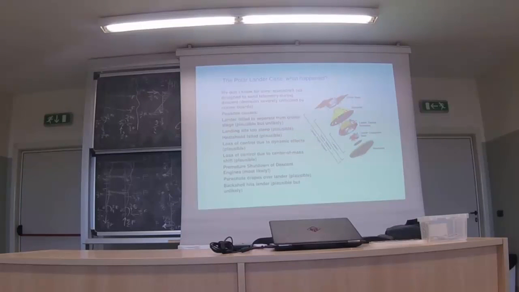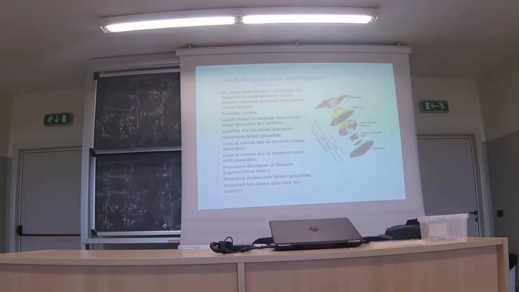Loss of control due to dynamic effects, also plausible, because the atmosphere on Mars is very different from the one on Earth, and is not so easy to understand and to simulate, in particular in the early 2000s, to be able to do this. Loss of control due to the center of mass shift, something moved inside the module, and so the center of mass, the barycenter, was shifted and the whole thing started to roll. Most likely it was the premature shutdown of the descent engines.